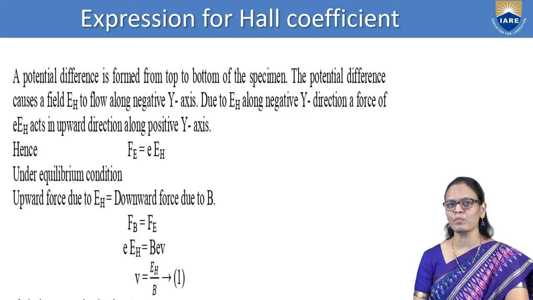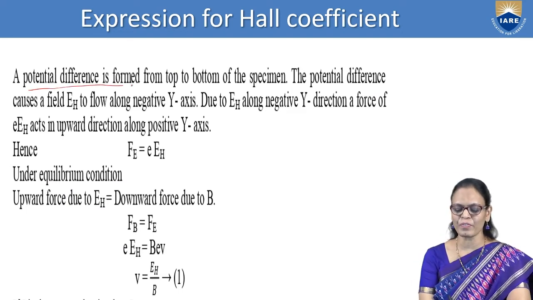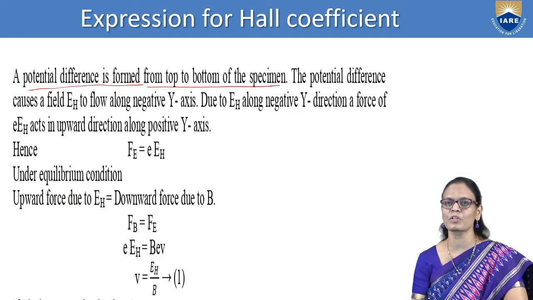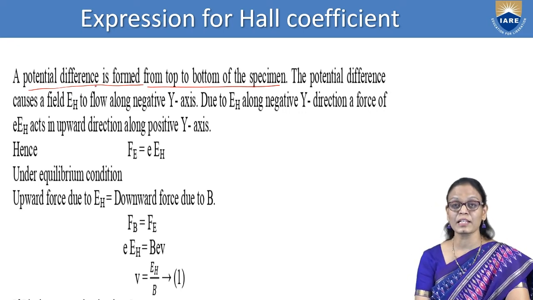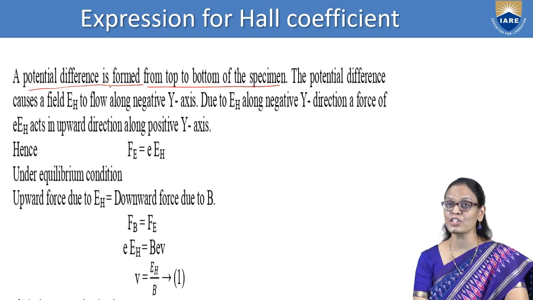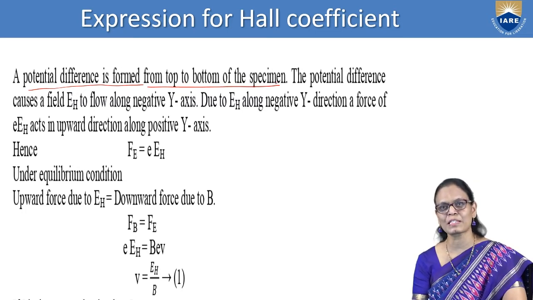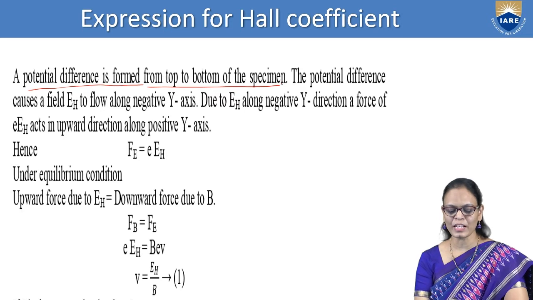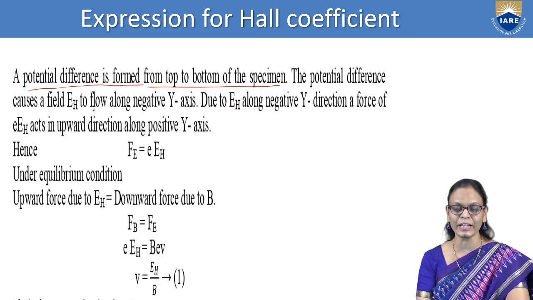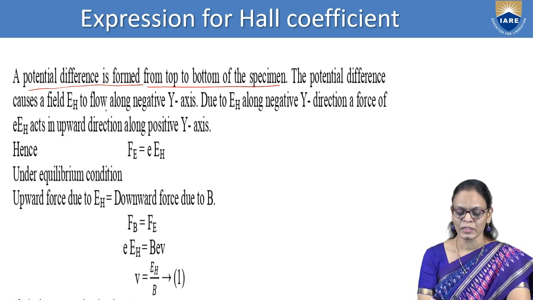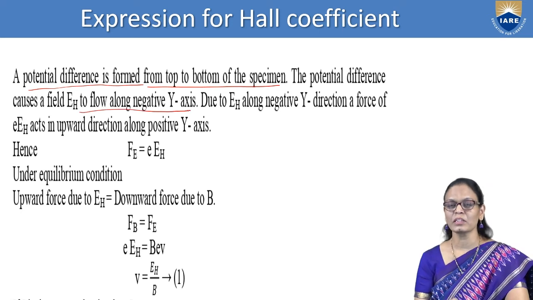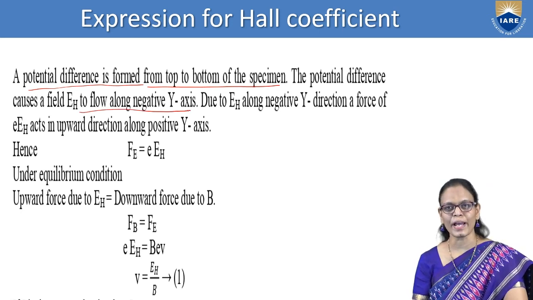Now, because of that, what happens? A potential difference is formed from the top to the bottom of the specimen. We have discussed this very clearly. There is a difference in potential because of the separation of charges. The potential difference causes a field that flows along the negative y-axis.